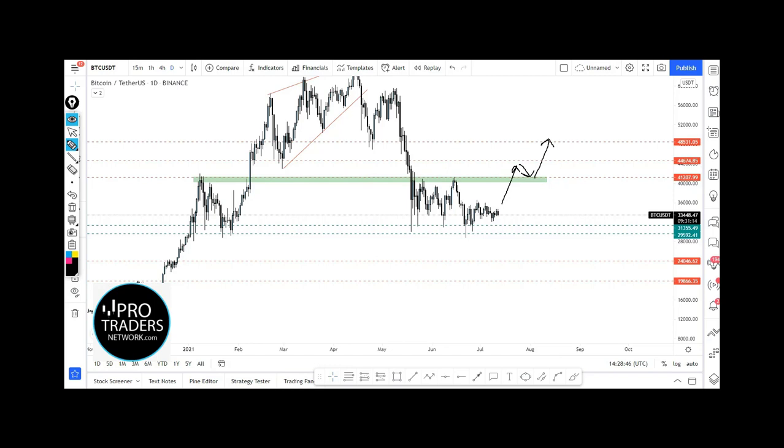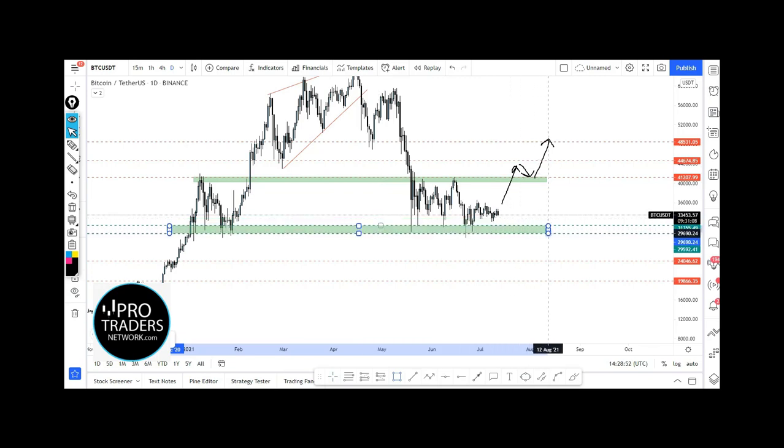But if we don't get any kind of break to the upside, then we will see this area, which will act as a support area. We'll see a break below, retest, and this will send it further lower toward these areas. So this is the current scenario of BTC.